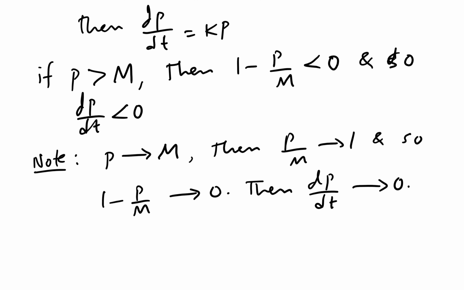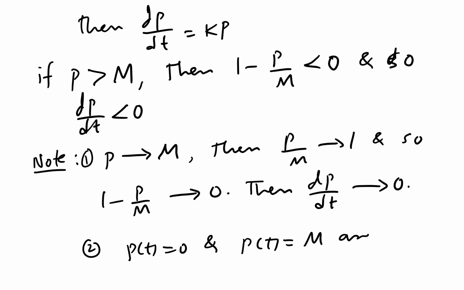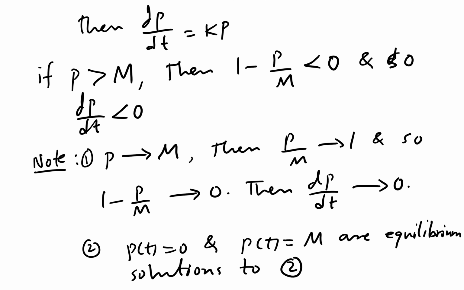So the last note here to keep in mind, that P of t equals 0 and P of t equals m are called equilibrium solutions to the differential equation 2 that I listed above.